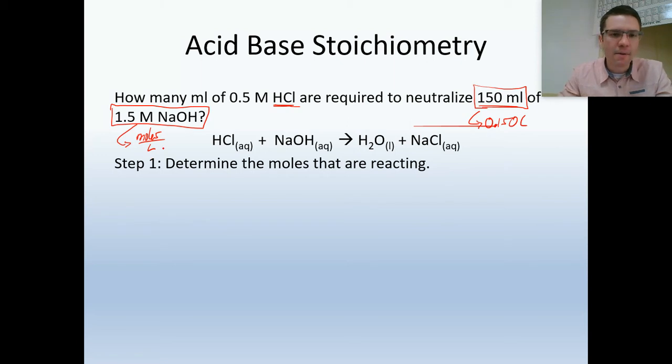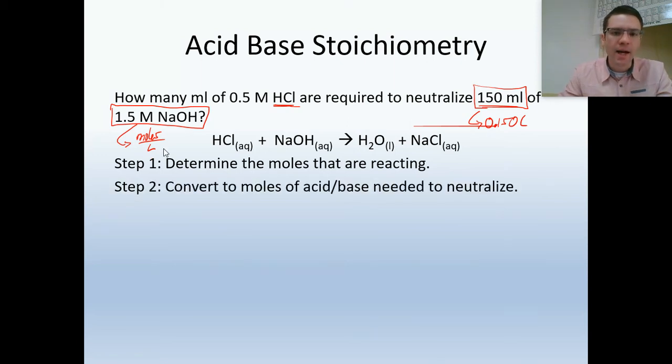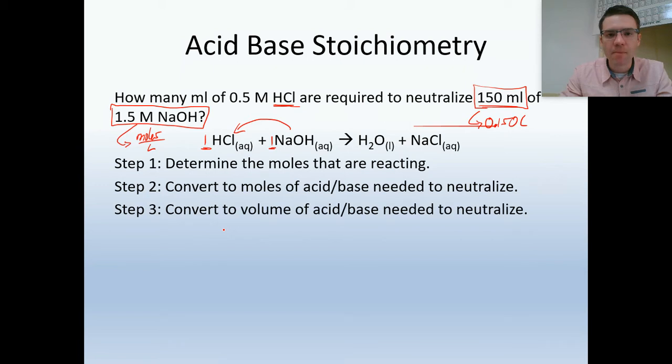And then once I know the number of moles of sodium hydroxide that reacted, I can convert that to the moles of HCl that I needed. In this case, it's a 1-to-1 ratio. So if I had 2 moles of sodium hydroxide that needed to react, I would need 2 moles of HCl to completely neutralize it. And then I would take my moles of HCl and I'd convert it using the molarity of HCl. This is moles per liter. And I would get the volume of HCl required to completely react it.